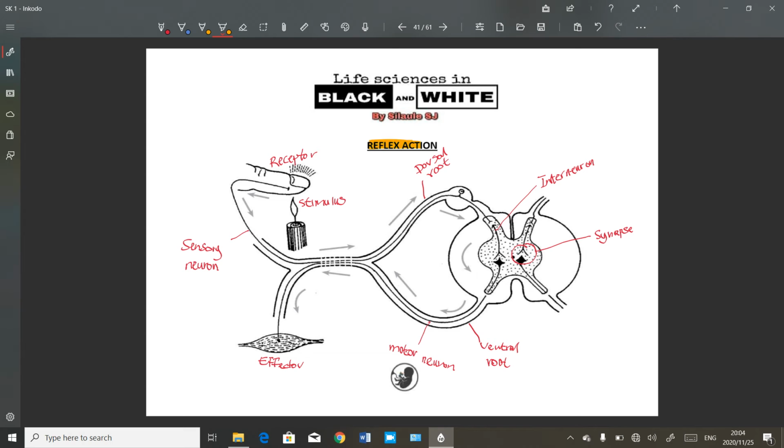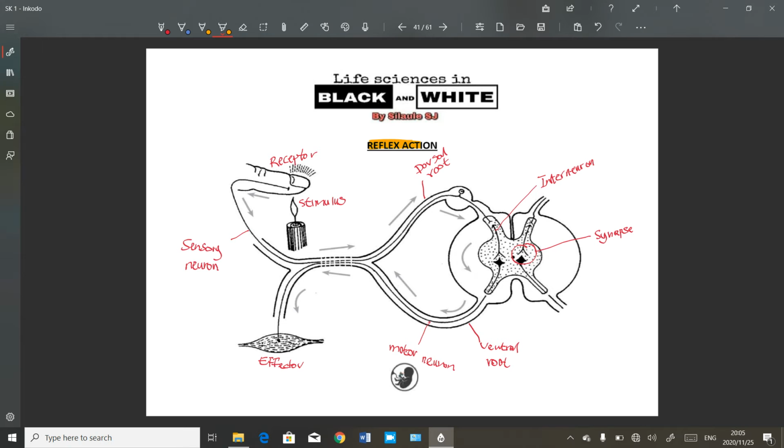The reflex action. So the reflex action is an automatic rapid response to a stimulus in order to protect the body. Which means it needs to be quick, it needs to be rapid, and it needs to be automatic. The automatic implies that the brain is not involved, because if the brain was involved, it would take time to analyze the danger, and then by then it would have damaged the body to a large extent.